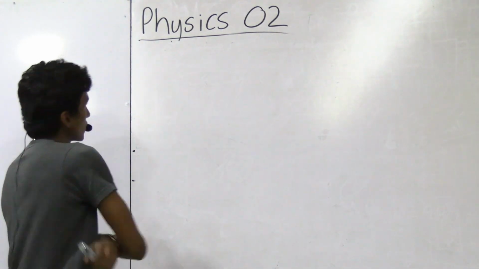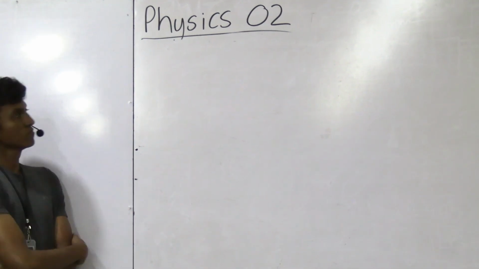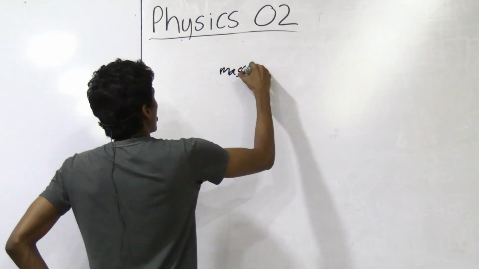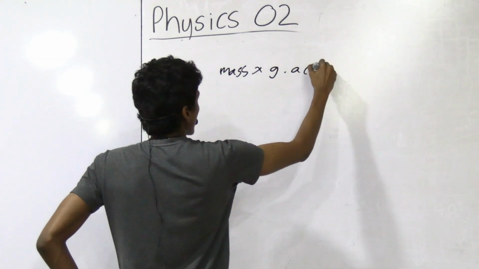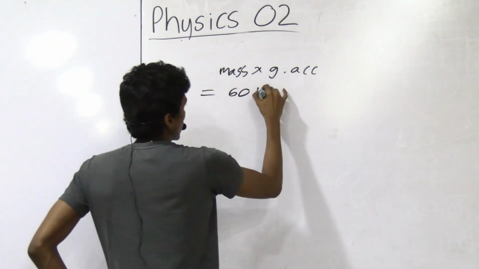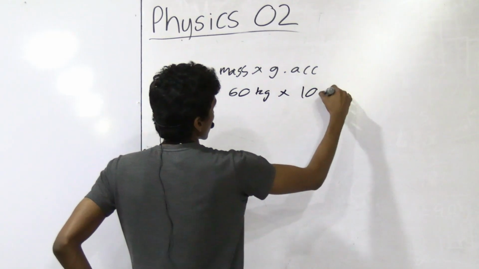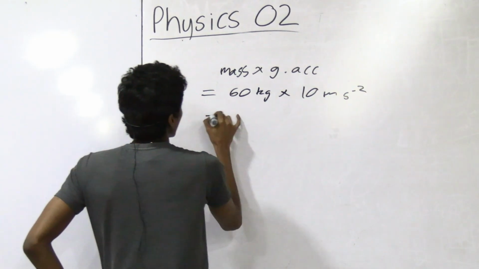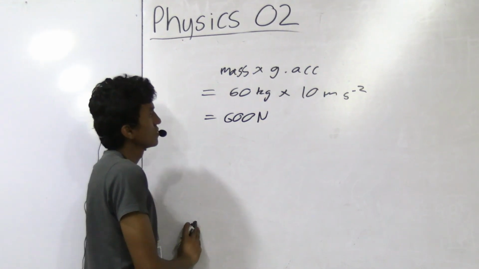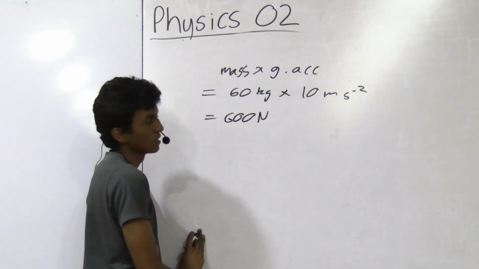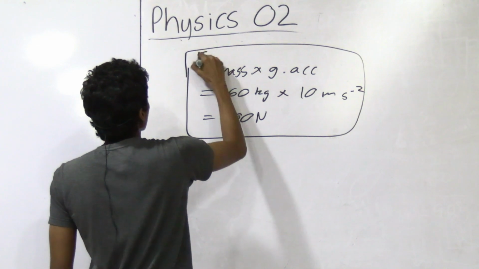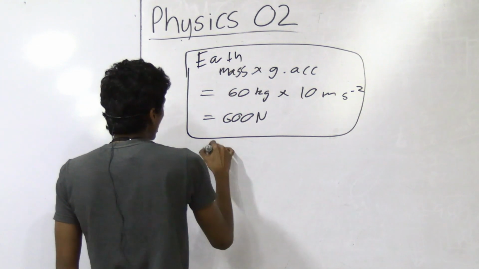So yeah, what's the weight of the astronaut on Earth? Weight is simply the mass into gravitational acceleration, right? So his mass was 60 kilograms, and the gravitational acceleration they've given as 10 meters per second squared. So that's 600 Newtons, right? So we can use the same principle that we use for the Earth on the moon.